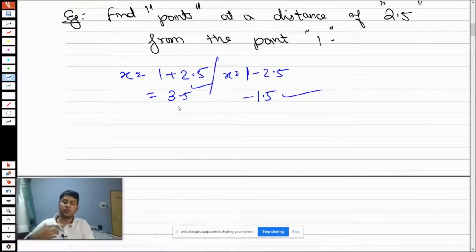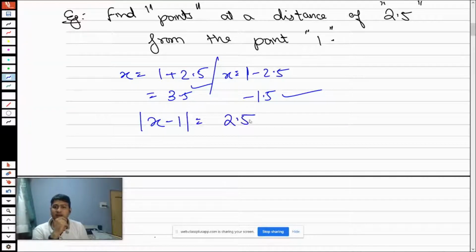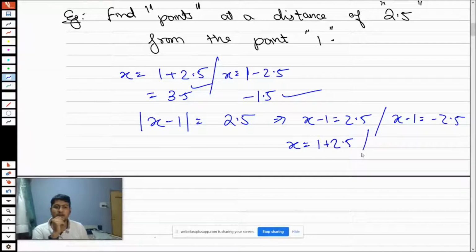So initially, what I want all of you to do is to be methodological about it. Don't make shortcuts in the initial days. Write down every step. The steps are very simple. You write down that x minus 1 is equal to 2.5, right? So this implies that x minus 1 equals 2.5 or x minus 1 equals minus 2.5. So what this means is that x equals 1 plus 2.5 or x equals 1 minus 2.5. So this gives me x equals 3.5 or x equals minus 1.5.